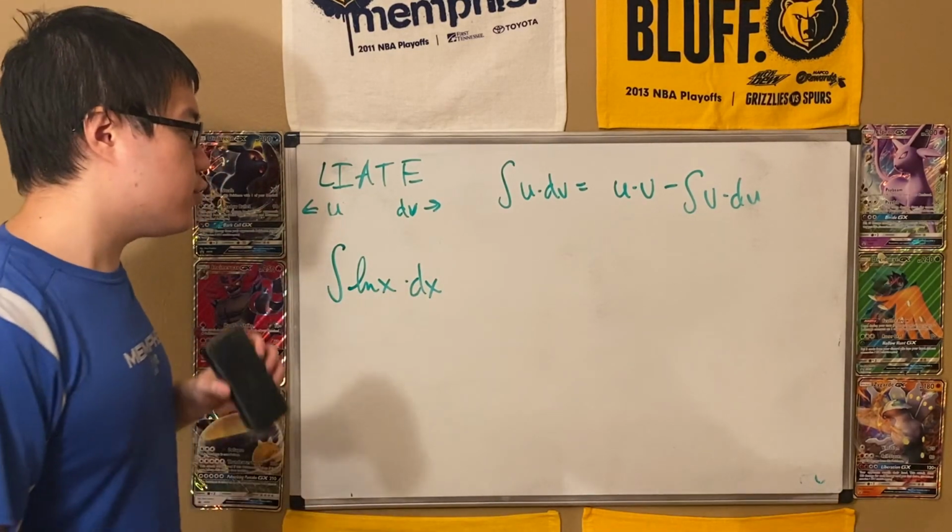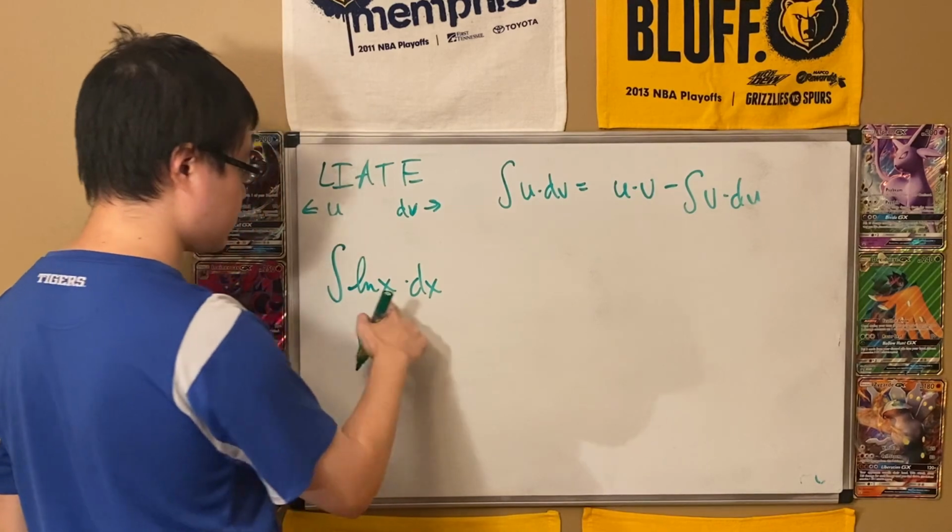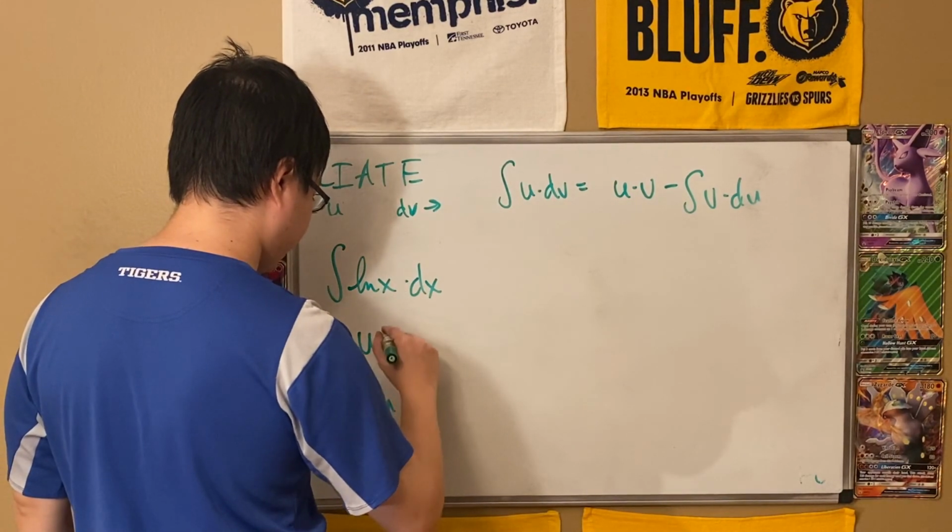It looks like we only have 1 function here when we try to form our grid, because we have ln of x.